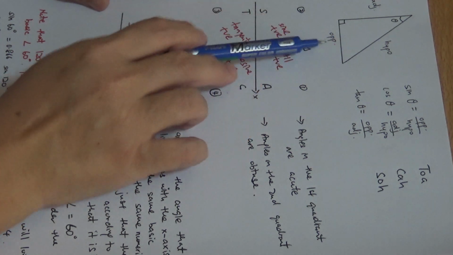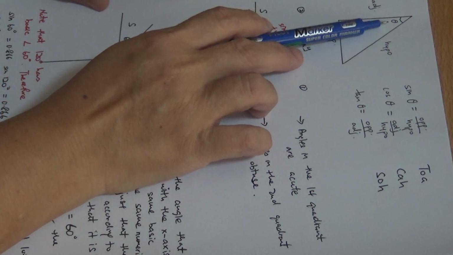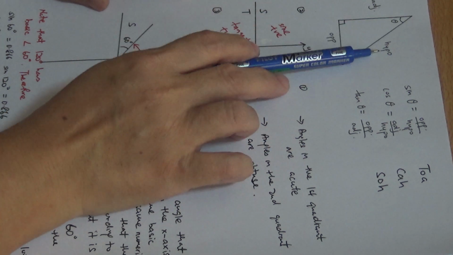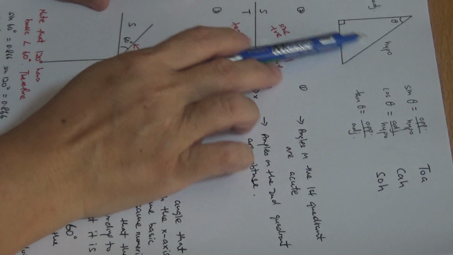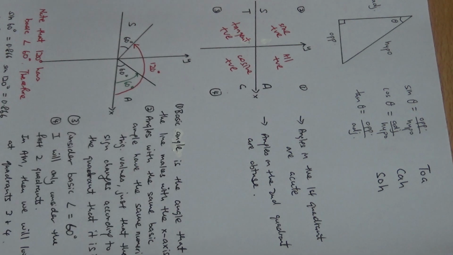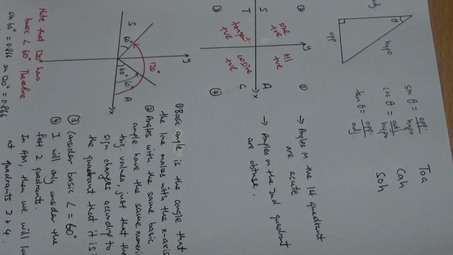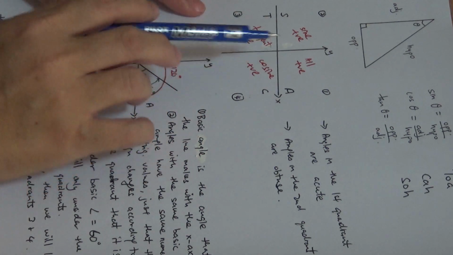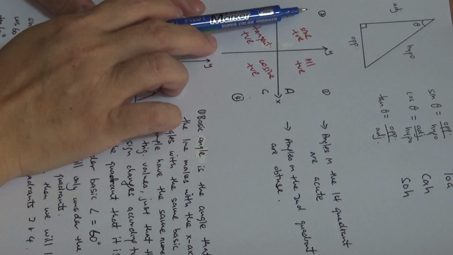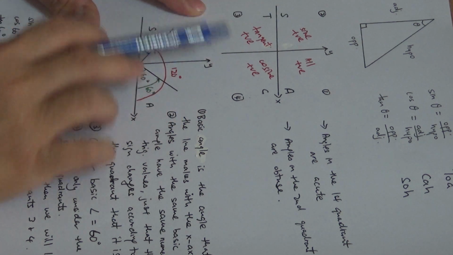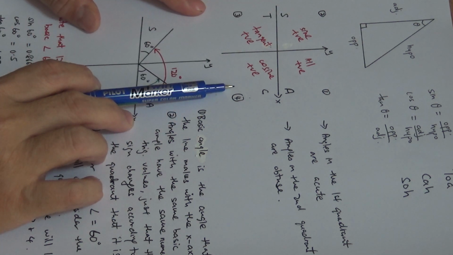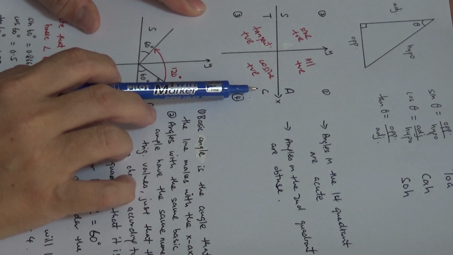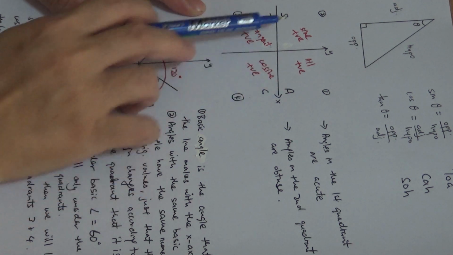Now, the opposite and adjacent are with respect to the angle theta. The hypotenuse is always the longest side and is opposite the right angle. Then I introduced to you some terms the other day for the four quadrants here: this is the first quadrant, this is the second quadrant, this is the third, and this is the fourth quadrant. And I also told you that it goes according to CAST.